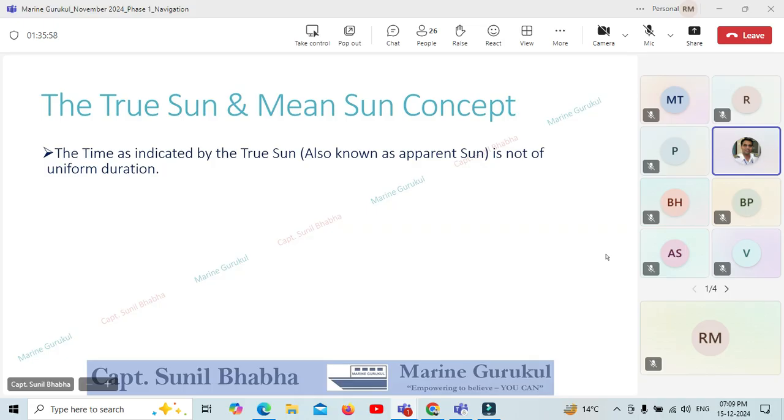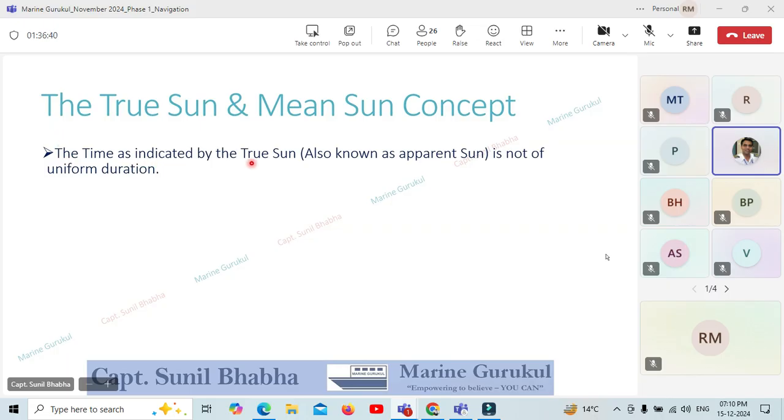Now to start with, let's go a little bit back in history. When we started measuring time, we measured it with the help of the true sun, the actual sun, the apparent sun which we see in the sky. At that time we used to have sundials. The shadow of the sundial used to indicate the time on a scale. Now when we started measuring time using sundials, we came to know that the unit of time which we measured using the sundial is not of a uniform duration.